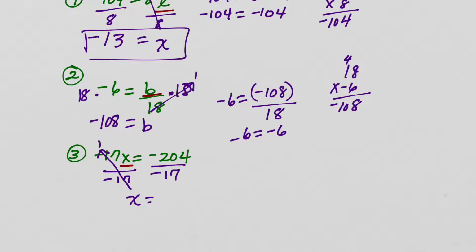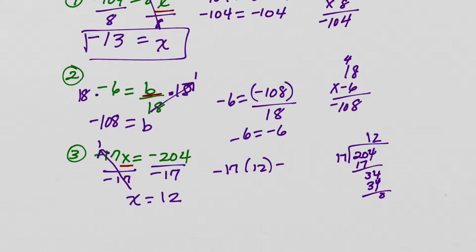I'm going to have to do some arithmetic over here. So 204 divided by 17. It's 1 time is 17. That's going to come down as a 34. 2 times 17 is 34. So this will become a positive 12. And again, I just don't assume that's correct. Negative 17 times 12 equals negative 204.